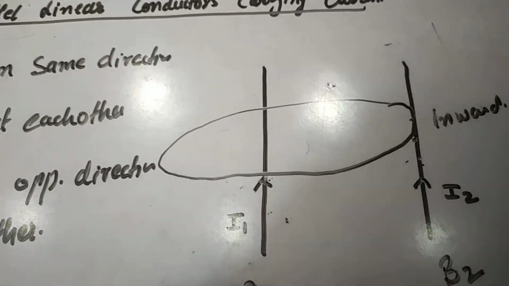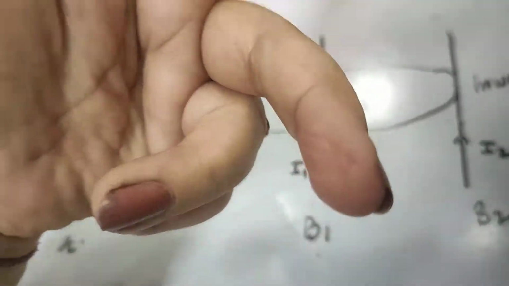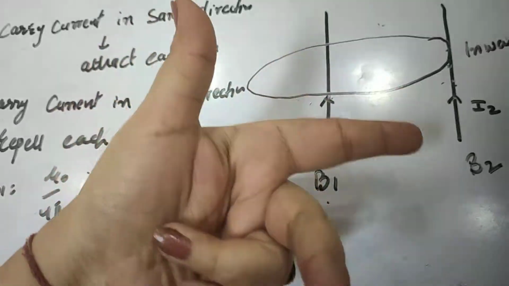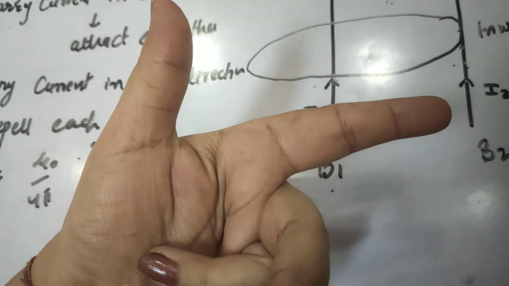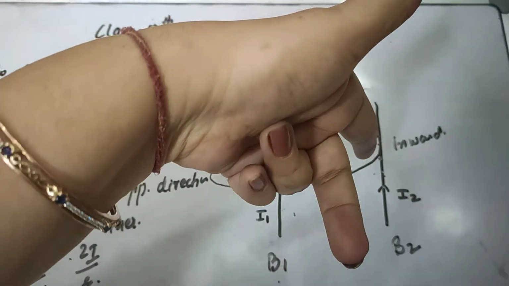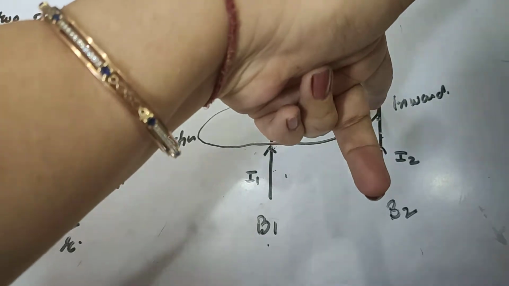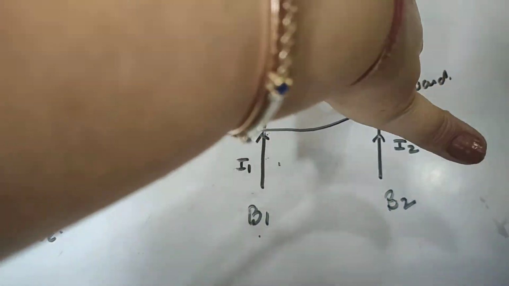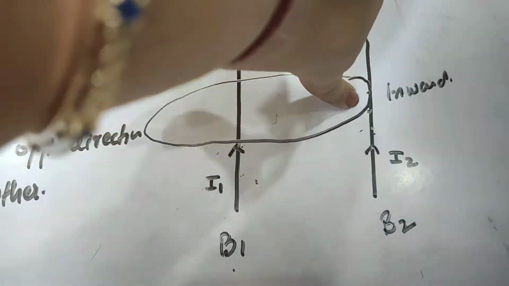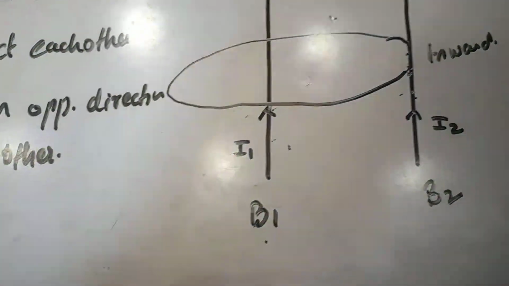So you will see here, if we point fingers like this, this is the magnetic field, this is the current direction, and this is the force. So what we will do, we will point toward this like this. You can see here the magnetic field at this point is inward, the current is upward, and the thumb will point in this direction. I will show it more clearly.